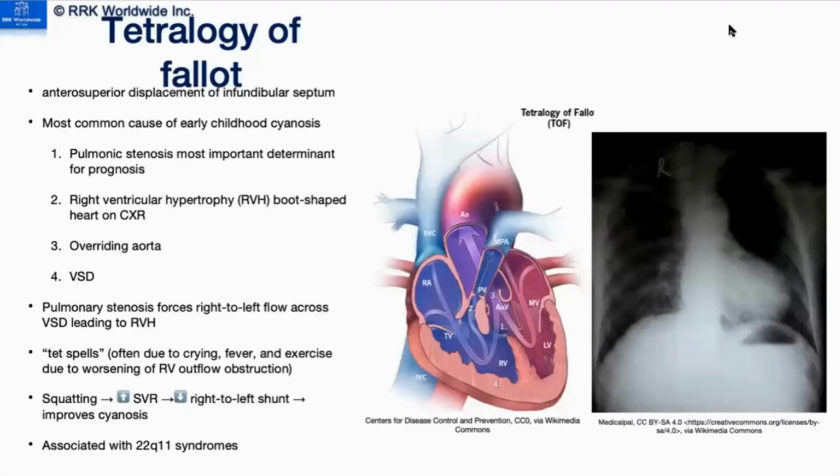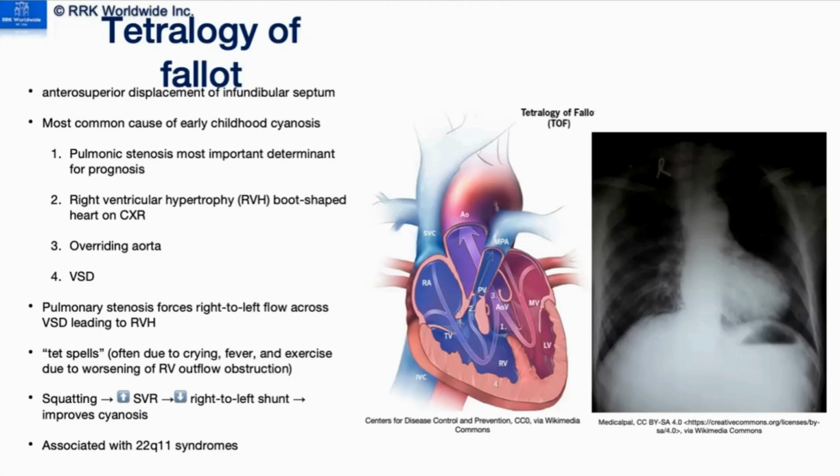Tetralogy of Fallot, and there's a couple things to what happened here, and because of that, the USMLE likes to go after this congenital abnormality more than any of the other congenital abnormalities, and also not only that, but also because it's the most common cause of cyanosis in early childhood. So that's one of the other reasons they like to go after this.